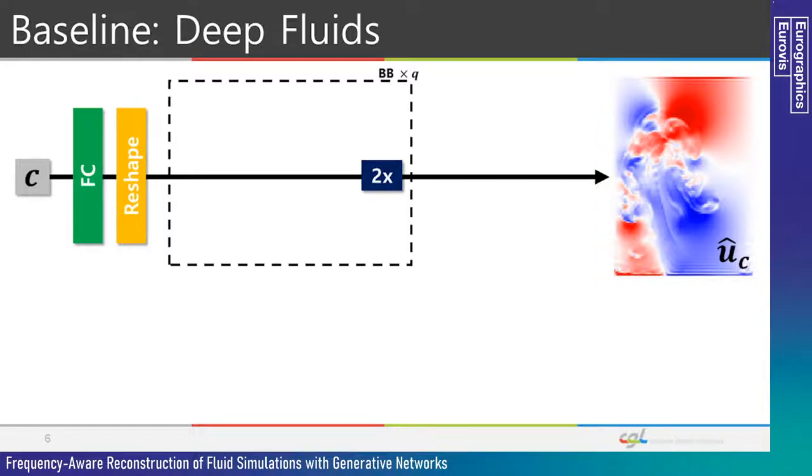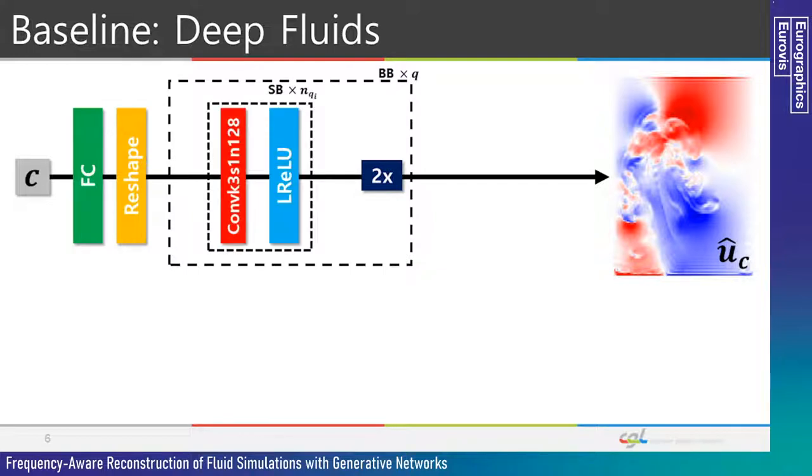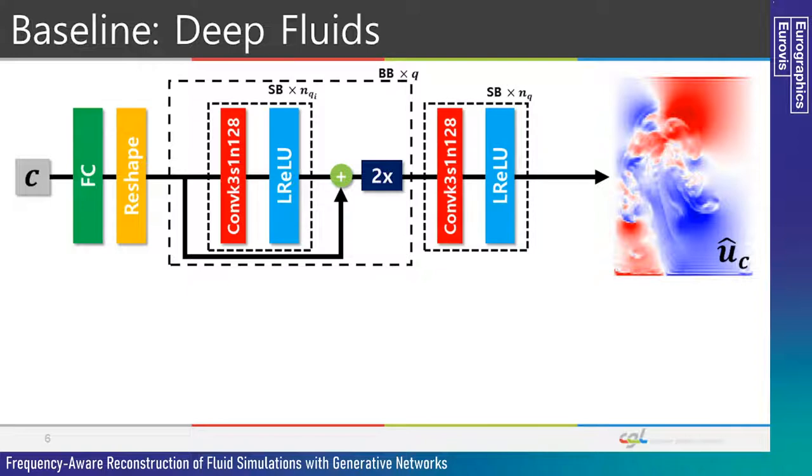We then have a couple of big blocks that do an upsampling by a factor of 2 and have themselves a set of small blocks that have a convolution and leaky ReLU functions in between. They also have a skip connection to make learning easier. At the end, we have another set of convolutions and a leaky ReLU function. To get a divergence-free velocity field, we apply the curl to it at the end.